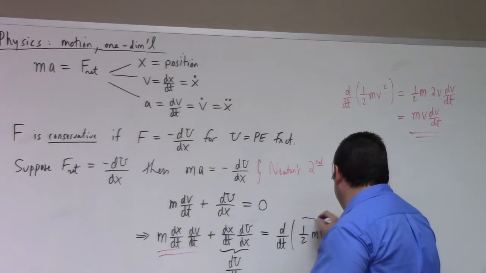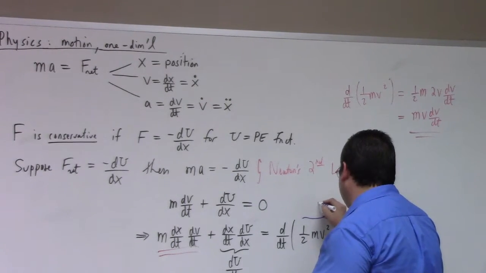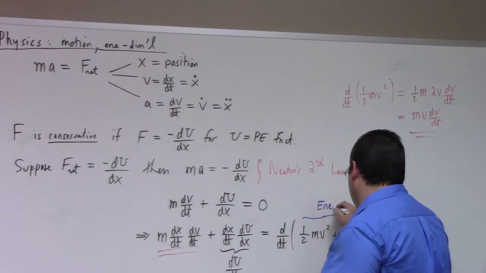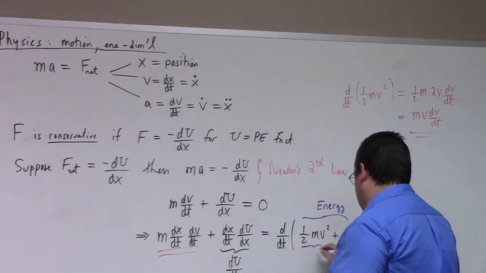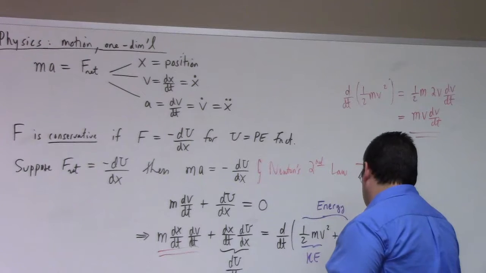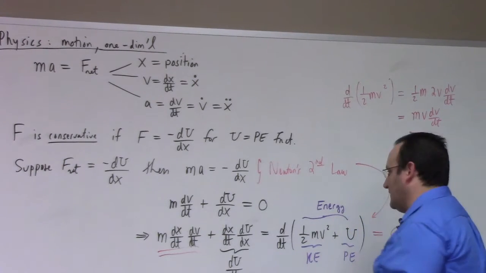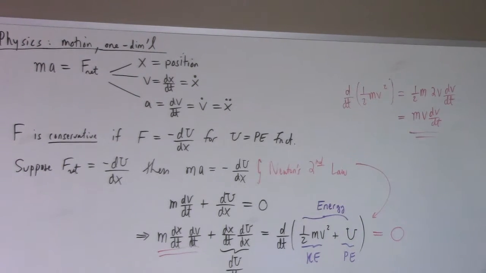Let's see. This is energy, right? So this is the kinetic energy, yeah? And this over here is the potential energy. So what we have is that if the net force is conservative, the sum of kinetic and potential energy is conserved. It's a constant. I wanted to share this derivation with you, though, because it's at the level of differential equations. What you saw in your class probably wasn't this, right? We probably did some sort of integral derivation or something.